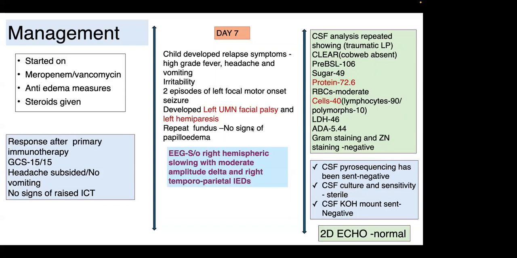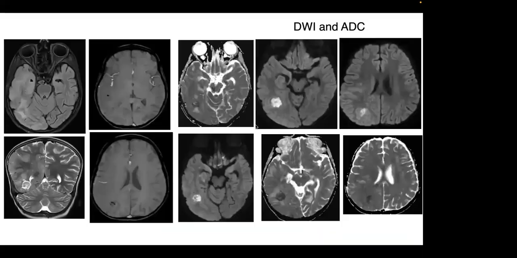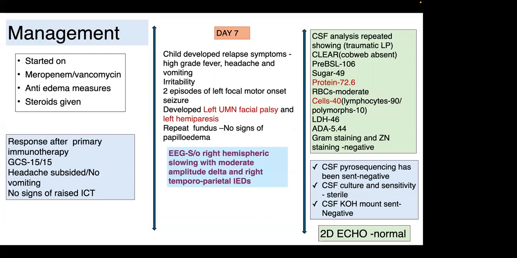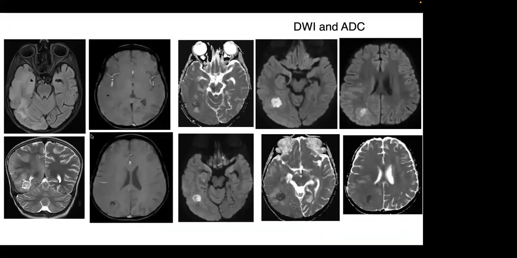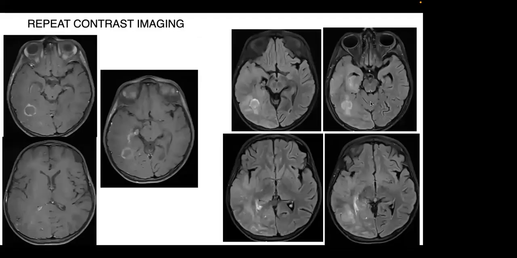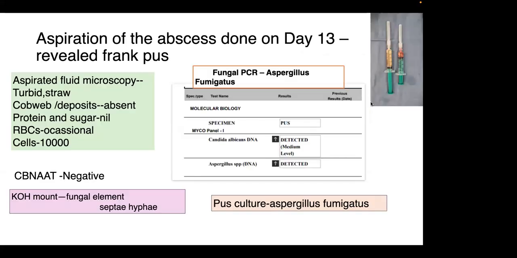And then we repeated his CSF and the imaging. CSF was more or less the same, with 40 cells. Imaging again showed the focal lesion with areas of microhemorrhagic foci along the cortex of the temporal lobe and the parietal lobe, and punctate areas of restricted diffusion in the parietal lobe. We started empirical ATT after this imaging, and we went ahead with biopsy.